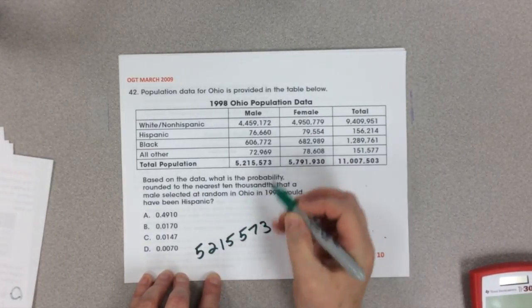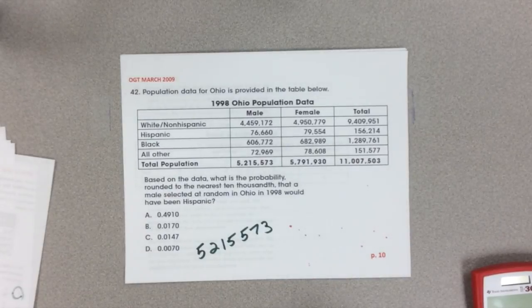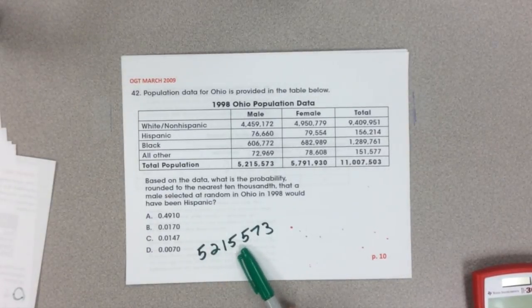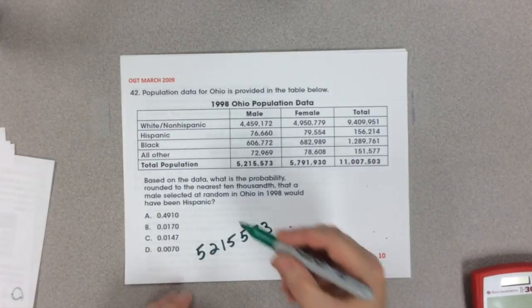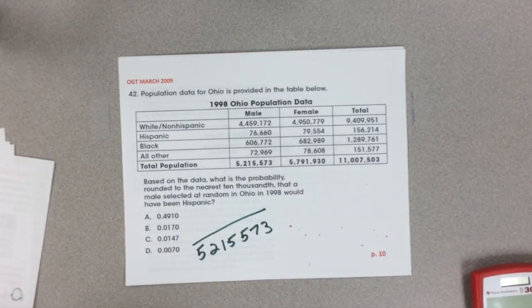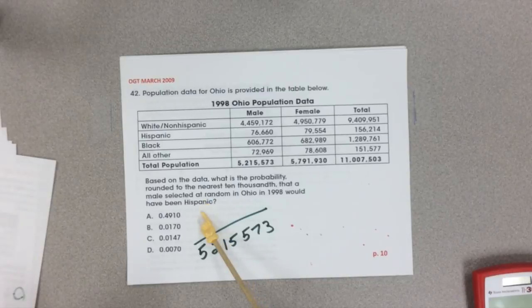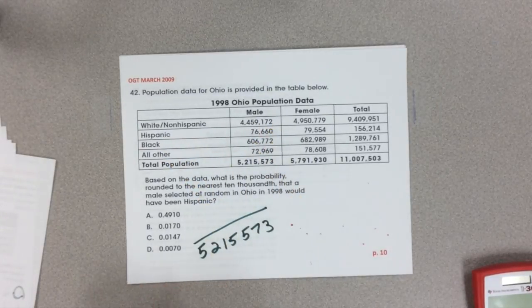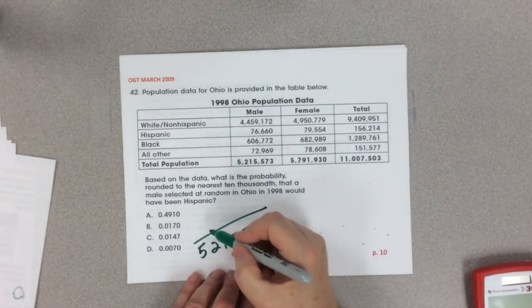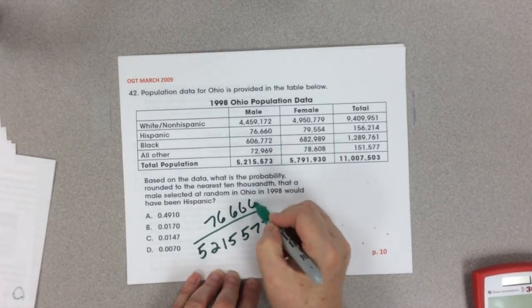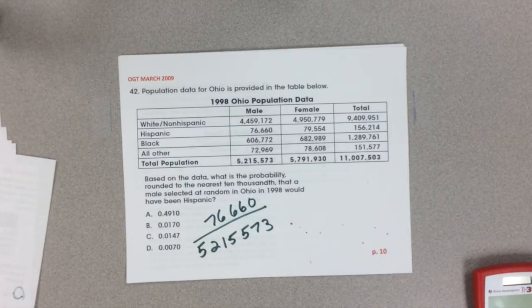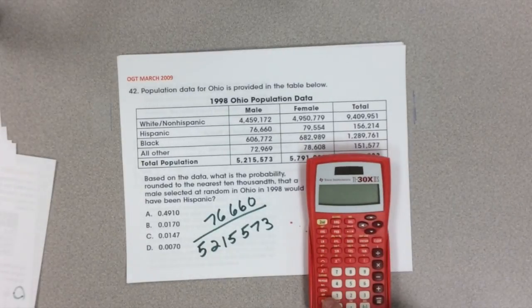And those are commas. They could possibly look like decimal points too, but those are commas. There were 5,215,573 males. Then it said we want to check the winner, for this case, is a Hispanic. So we look under the male Hispanic number, which is 76,660. Then the easiest thing to do would be to use the actual divide key on your calculator.